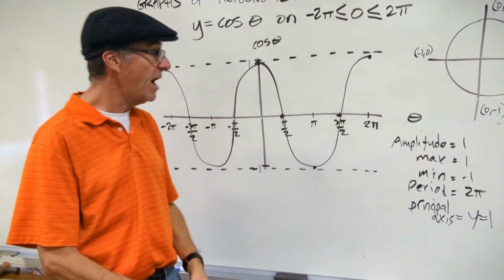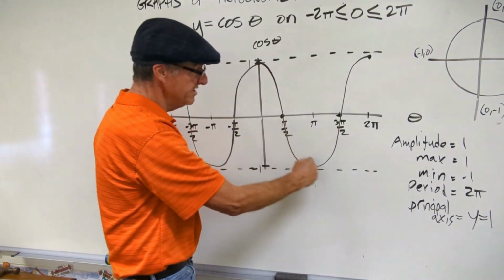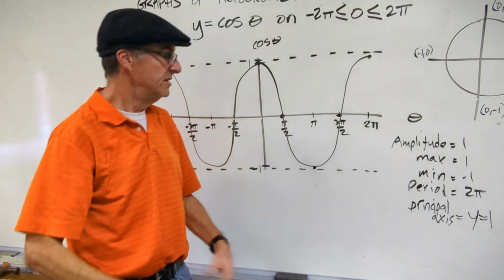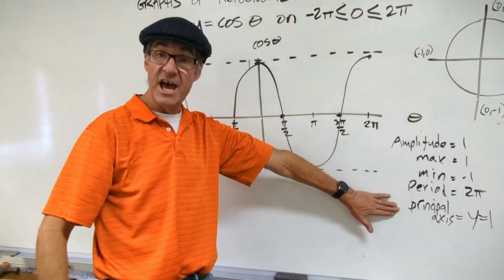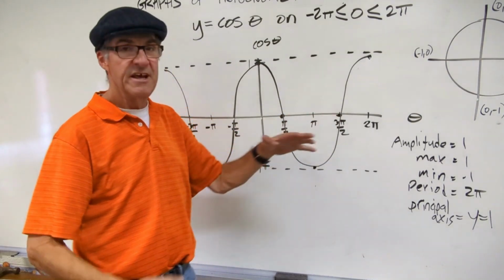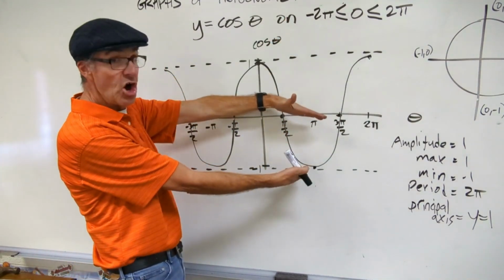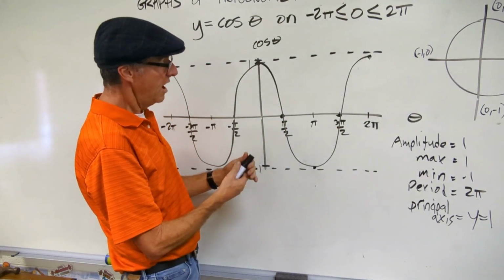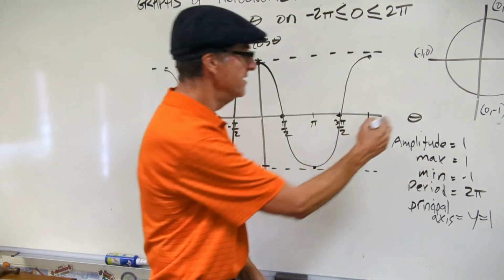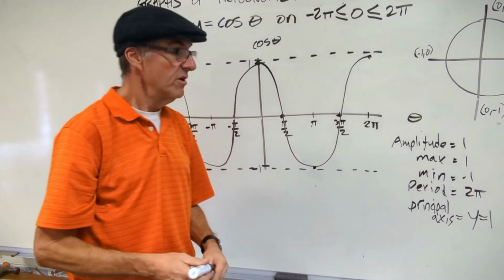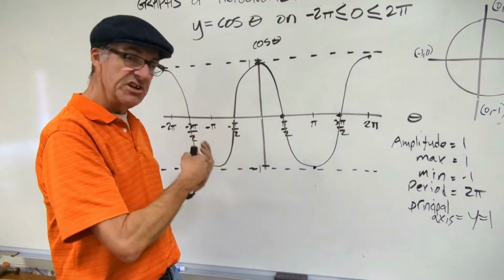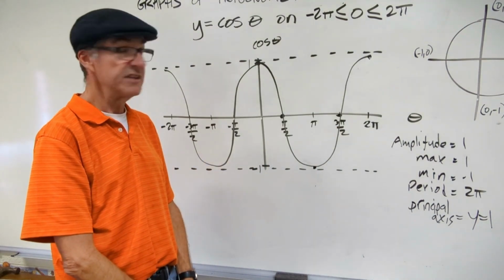Our period is 2 pi because it takes 2 pi radians to come back to where we started so we can repeat the pattern. So that's our period. And again, our principal axis, the horizontal line above which it's the same below, so that the graph could be kind of reflected across that, is y equals 1. So that's what we put there. So these attributes are identical. The only difference is that 90 degree shift between cosine and sine.